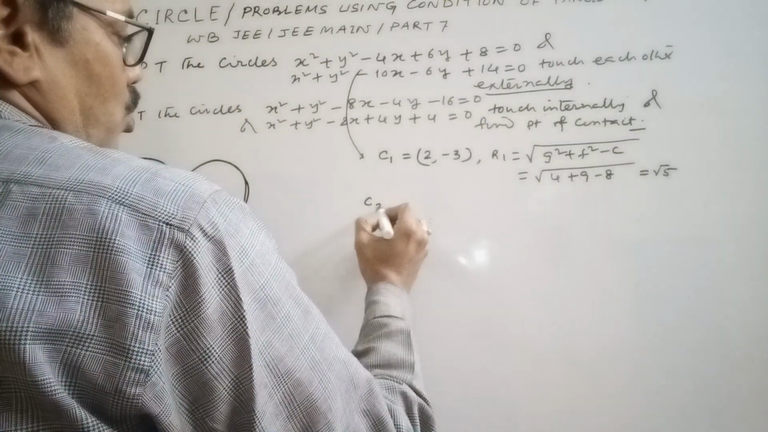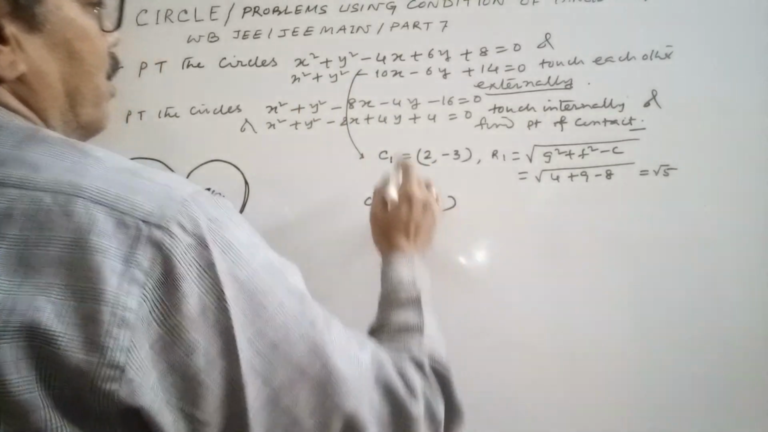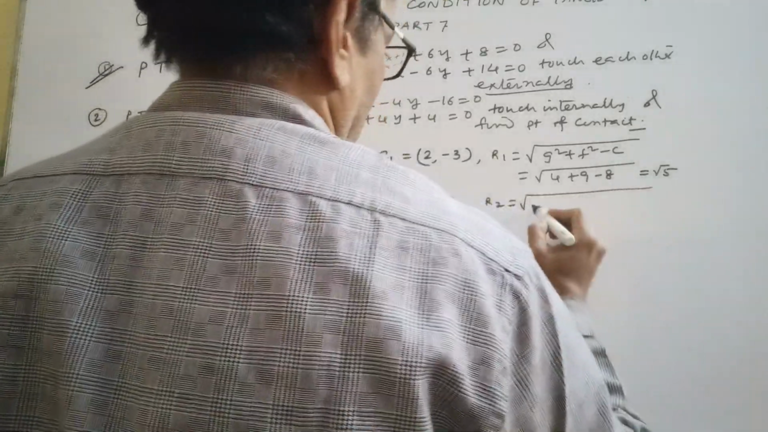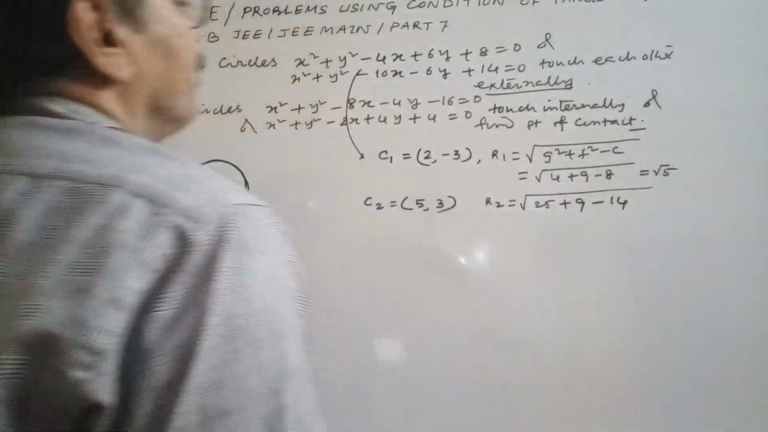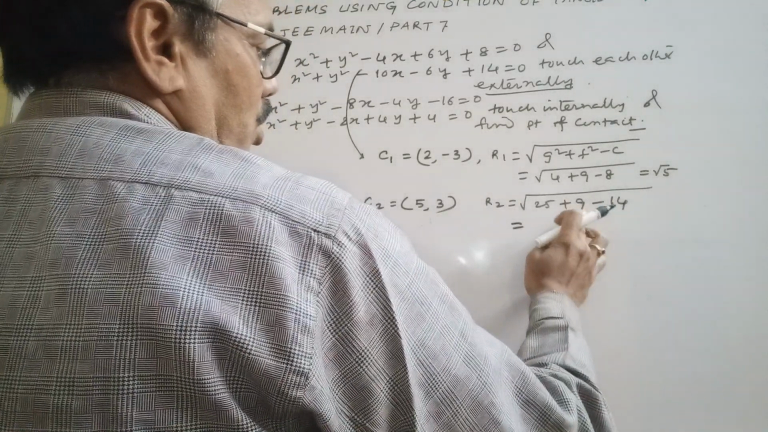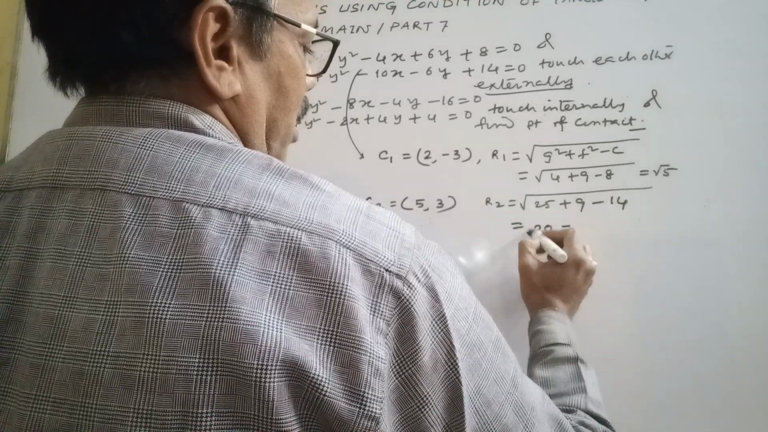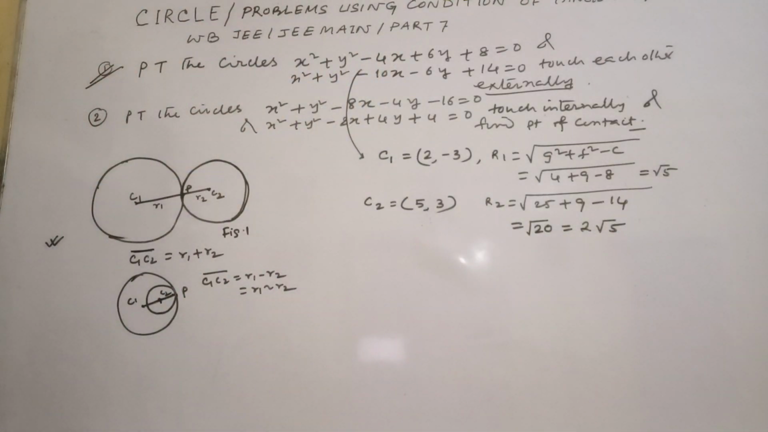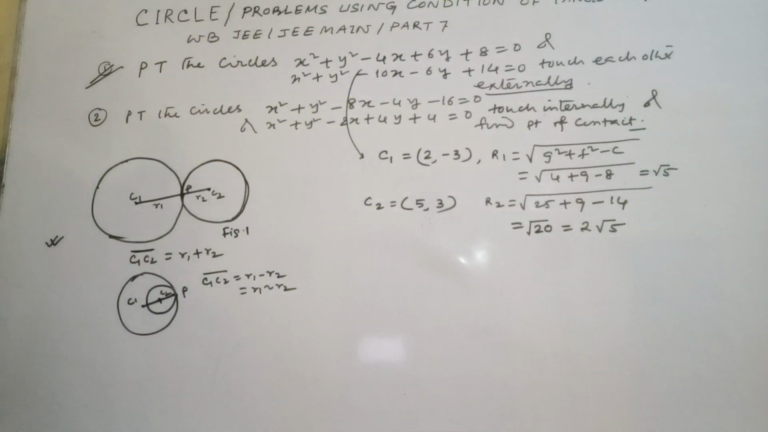And C2, the center of the second circle. This is 5, 3. Minus 10 this. And what is R2? g square, so 25 plus 9 minus 14. So c is 14, so minus 14. So 34 minus this. This is 20. Root over 20, that is 2 root 5. So we are getting the centers and radii.